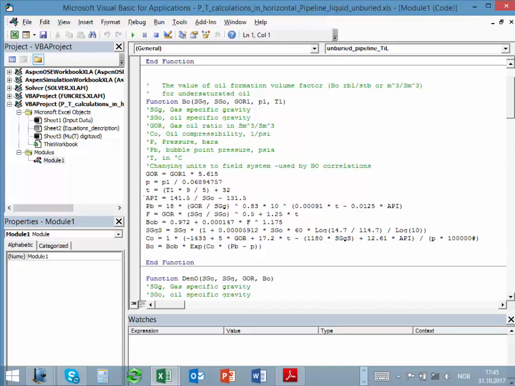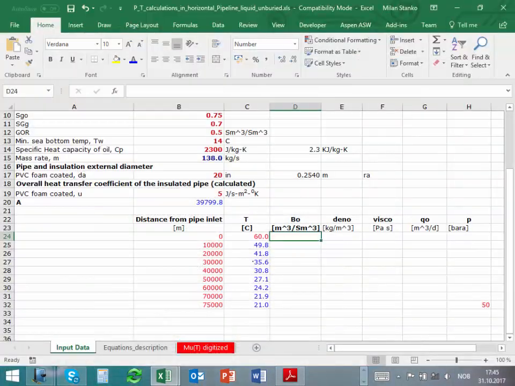Basically, first it's changing units because these correlations are made with field units. Then I'm calculating the bubble point pressure. That correlation is the Standing correlation. Then I'm calculating the oil volume factor at the bubble point. That's also Standing. And then I'm calculating the compressibility. That one is by Vasquez and Beggs. And then I'm using the expression that I just showed you before, the exponential. So everything is clear where it came from, I hope. So let's use that expression.